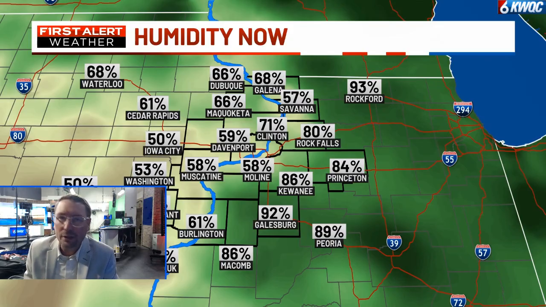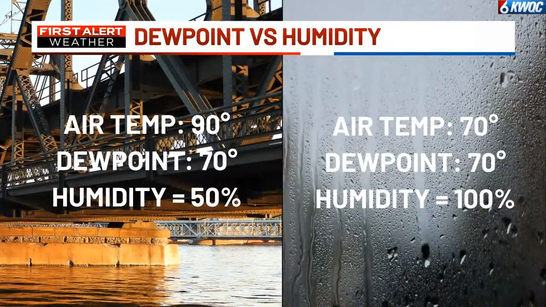So a quick way to explain this: these are just examples, not what's happening right now. An air temperature of 90 degrees with a dew point of 70 yields humidity at 50%. Now, on the right side, you have an air temperature of 70 degrees and a dew point of 70 degrees. That yields a humidity level of 100%. So here's what happened. The moisture did not change. The relative humidity did, and the dew point didn't. The talking point here is the air didn't get wetter, it just cooled off. That's why dew point is a better reflection of the amount of moisture in the atmosphere.